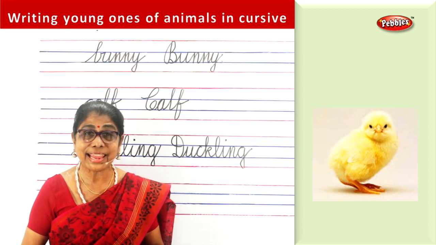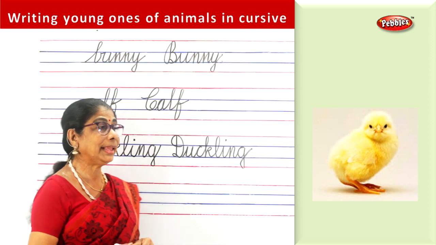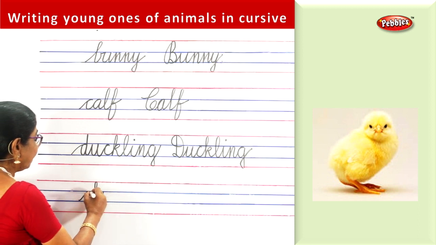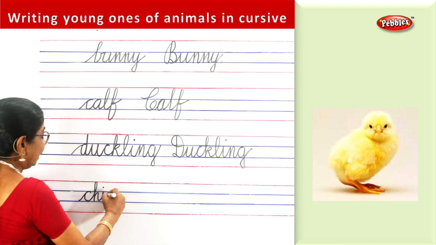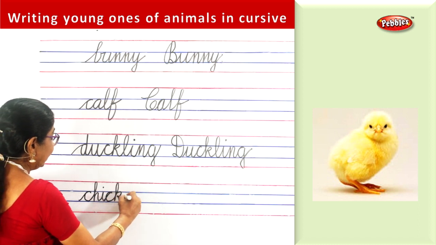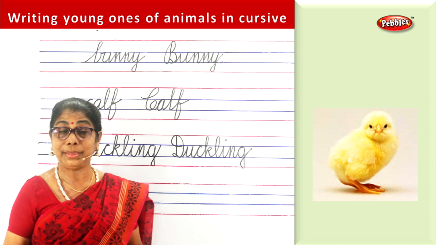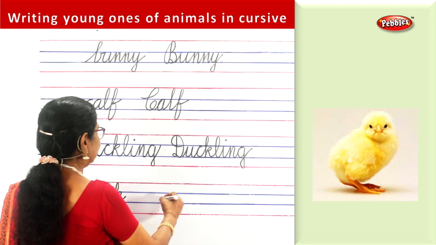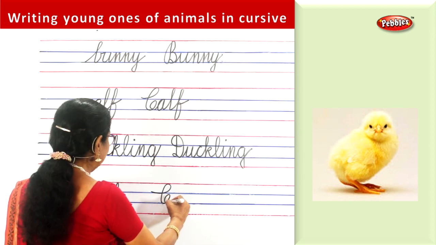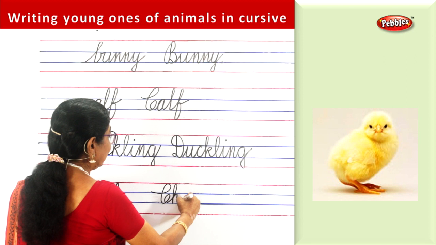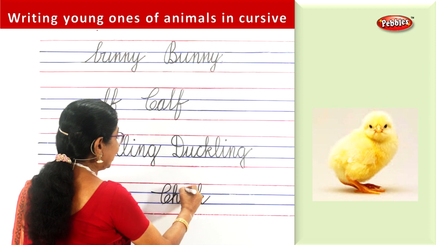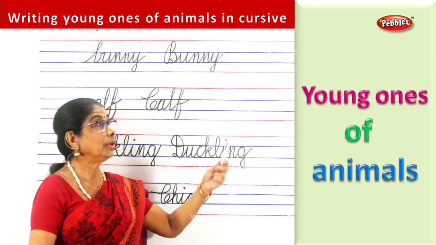Spell chick. C-H-I-C-K, chick. That's right. C-H-I-C-K, chick. The baby of a hen is called chick. Let's write the C capital. C-H-I-C-K, chick.